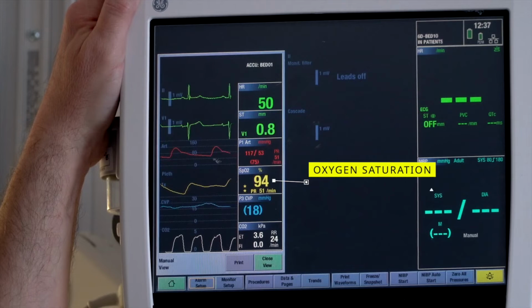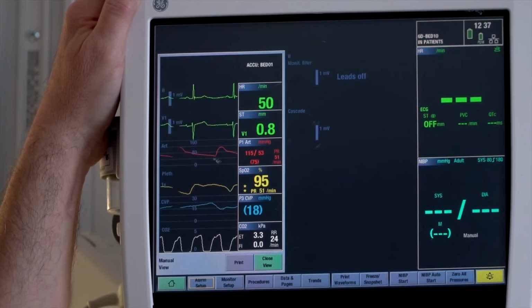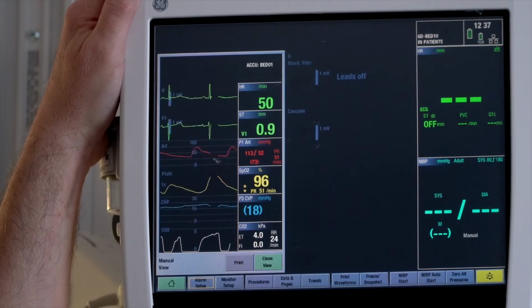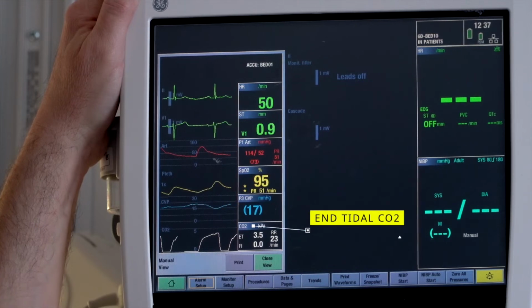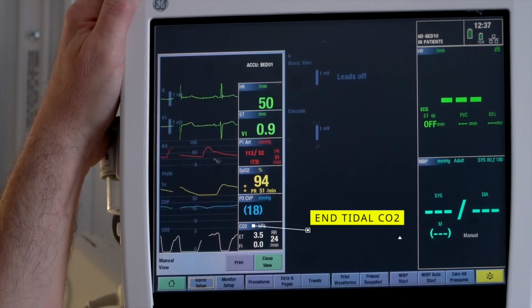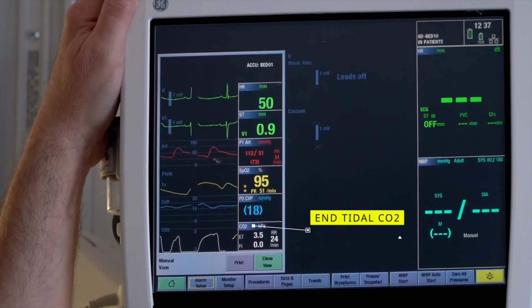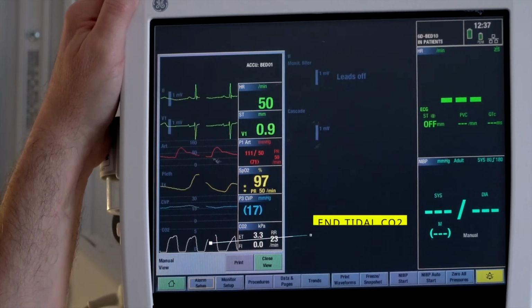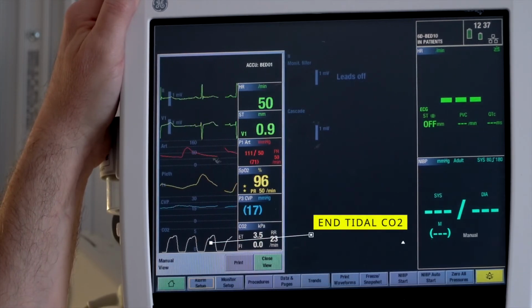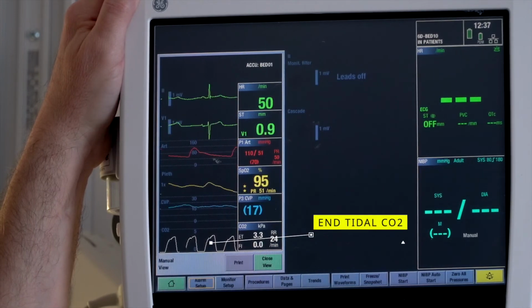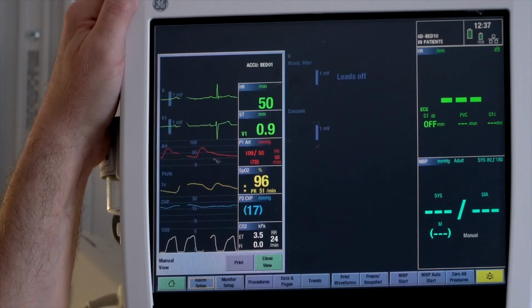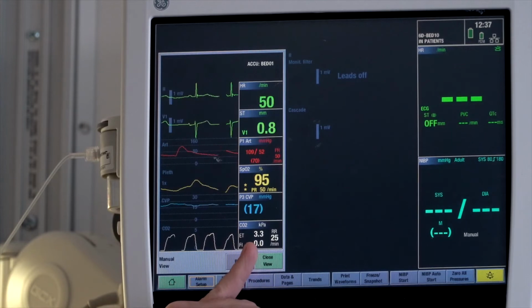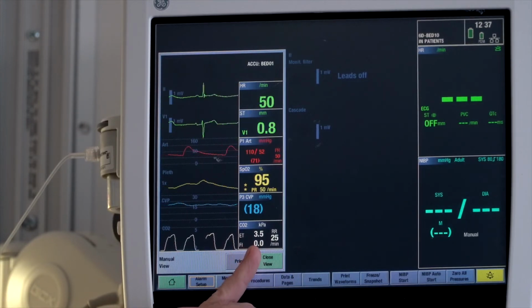Saturation's a very useful number. CVP, not a terribly useful number. Doesn't really tell us a great deal, even in the ITU. Useful for trend. What we do have is end tidal, and end tidal is your friend. Not the numbers, the fact that it's going up and down. Because if it's going up and down, they're breathing in and out. So there we have a nice end tidal trace. We know the patient's ventilating because we've got an end tidal trace. So that's nice to have. Don't look at the number. The number isn't particularly useful except for trend.